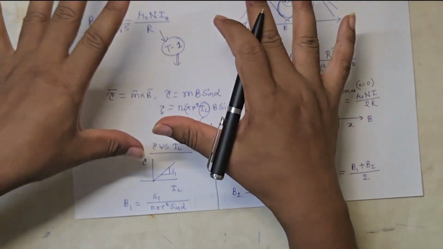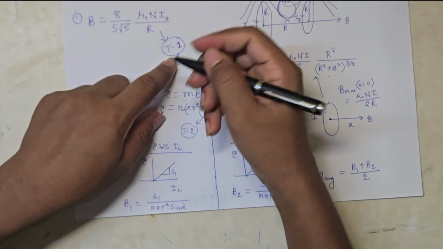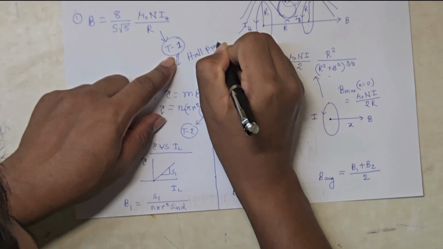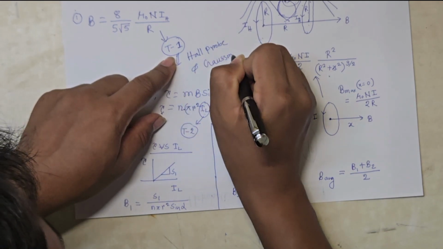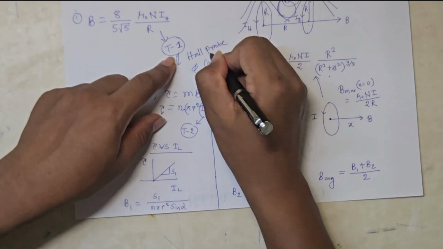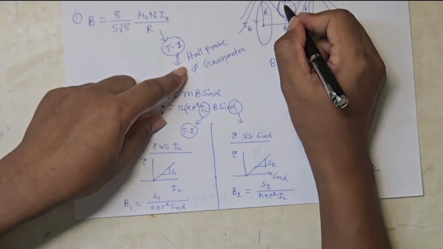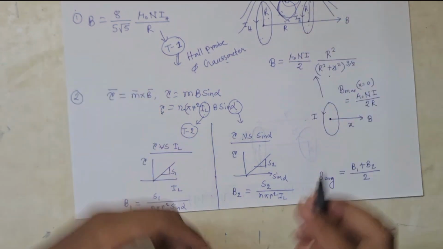In that experiment there are a total of 3 tables. In the first table we will calculate using a Hall probe and Gauss meter. Using this Hall probe and Gauss meter we can measure the value of the magnetic field directly by inserting the Hall probe in between these two coils.